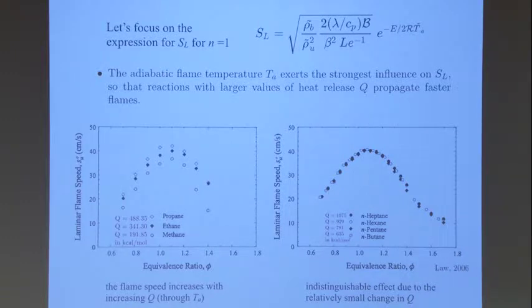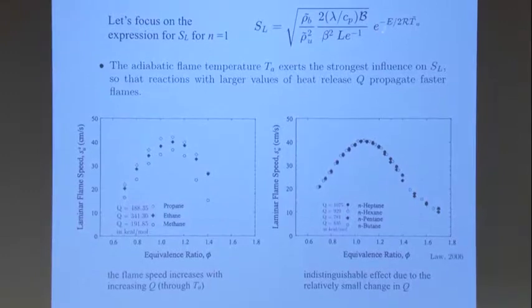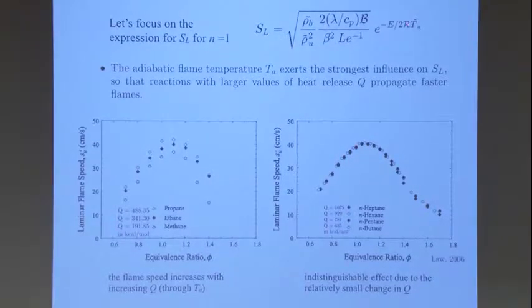Okay, here is the dependence of the flame temperature on the heat release. Now, where does the heat release appear? Well, remember, the heat release doesn't appear explicitly here, but it does through the adiabatic temperature. The adiabatic temperature is, roughly speaking, the cold temperature plus the heat release. So you increase the heat release, you increase the adiabatic temperature, you increase this factor, right? So the flame propagates faster. That's what you see here.